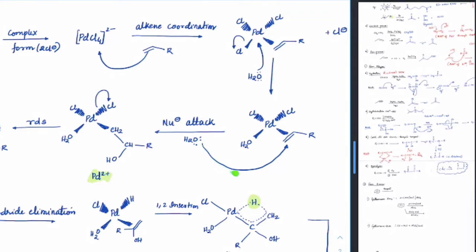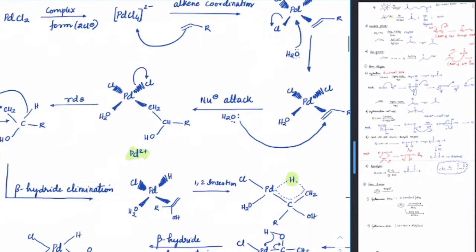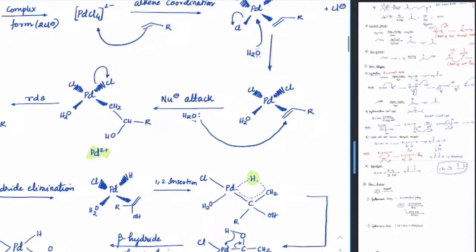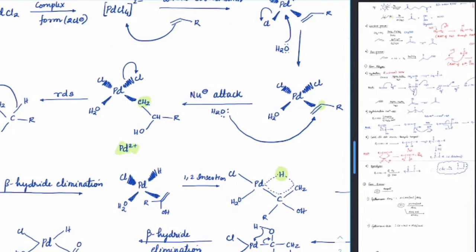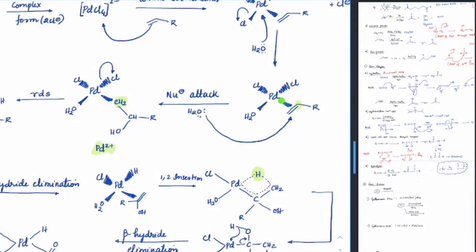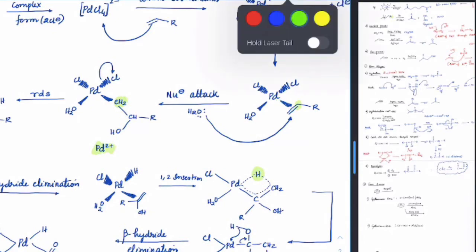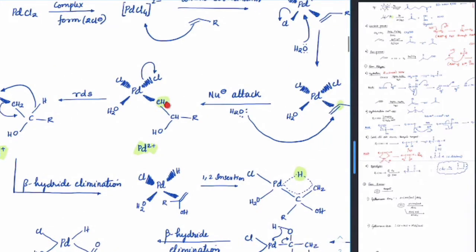Once that is done, water again acts as a nucleophile and attacks the double bond, because this double bond is now coordinated to the palladium, so it would have sufficient positive charge developed on it. So water will attack on it. As water attacks here, let me focus on this carbon which is present here: that will start coordinating by a sigma bond. Earlier it was a pi bond which was coordinating, now it is the sigma bond which is coordinating. As it coordinates now, chlorine will start coming out.